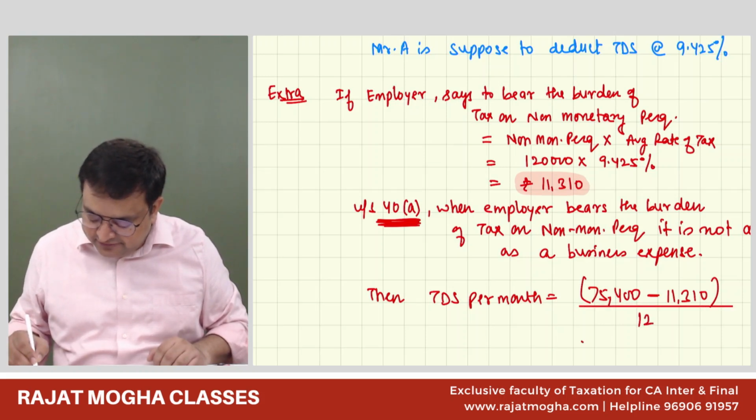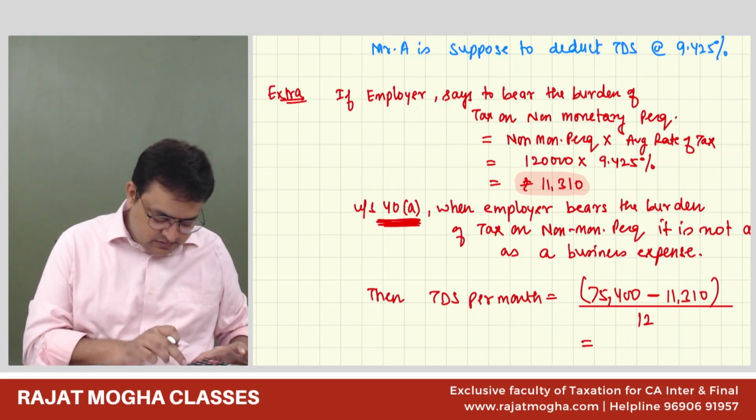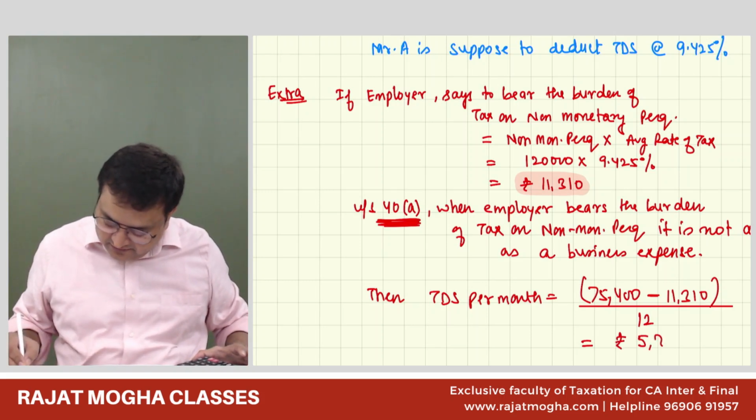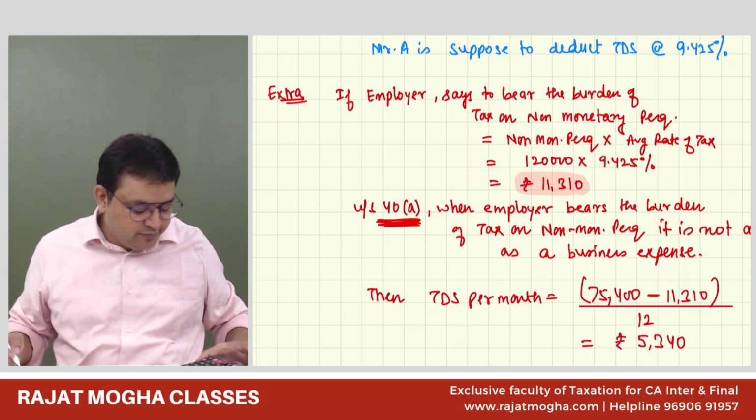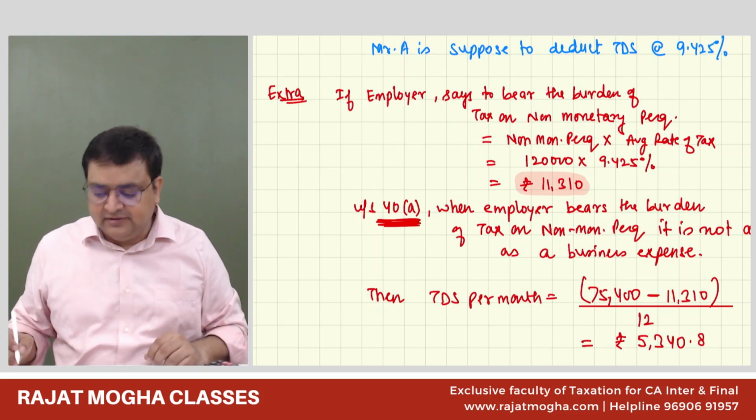Guys, have you understood this point also? 3,340.8. So it is correct. Rupees 3,340.8. You can say, okay, this is the amount of TDS.